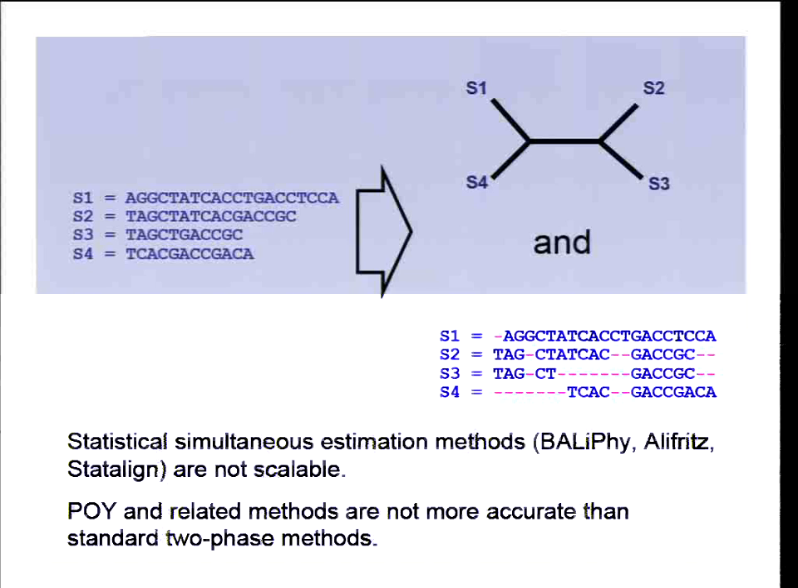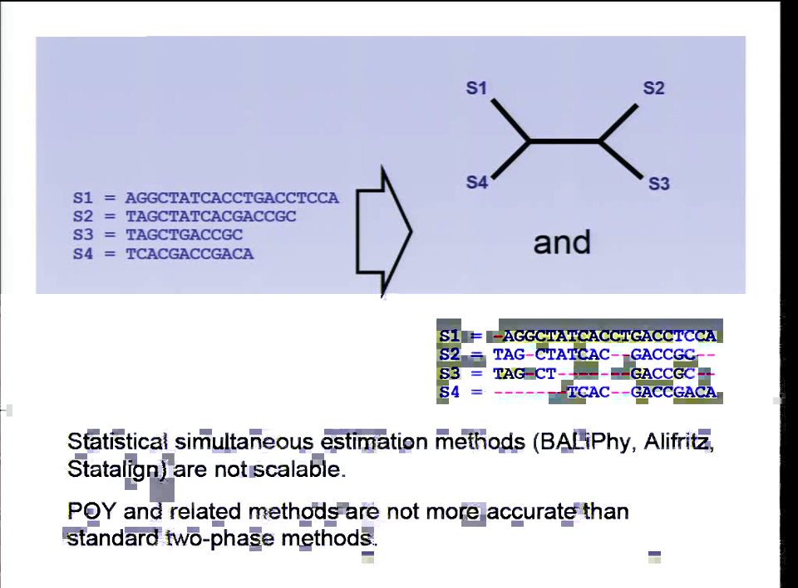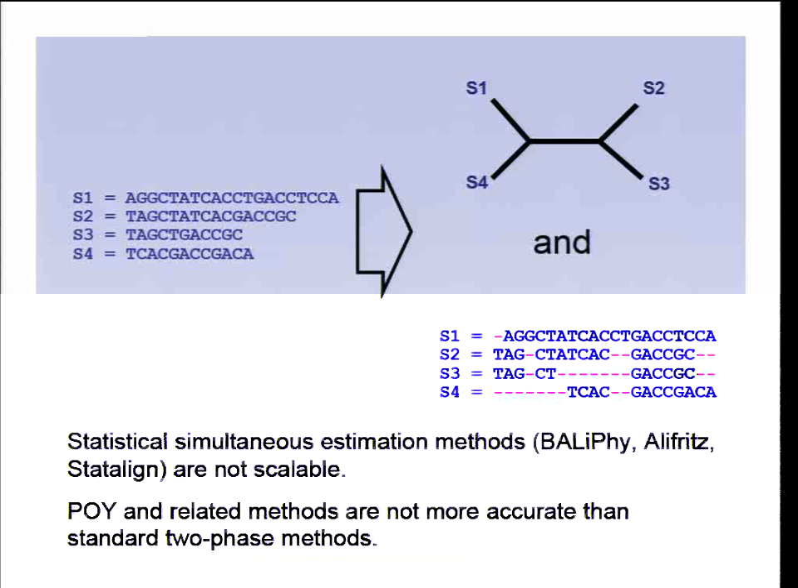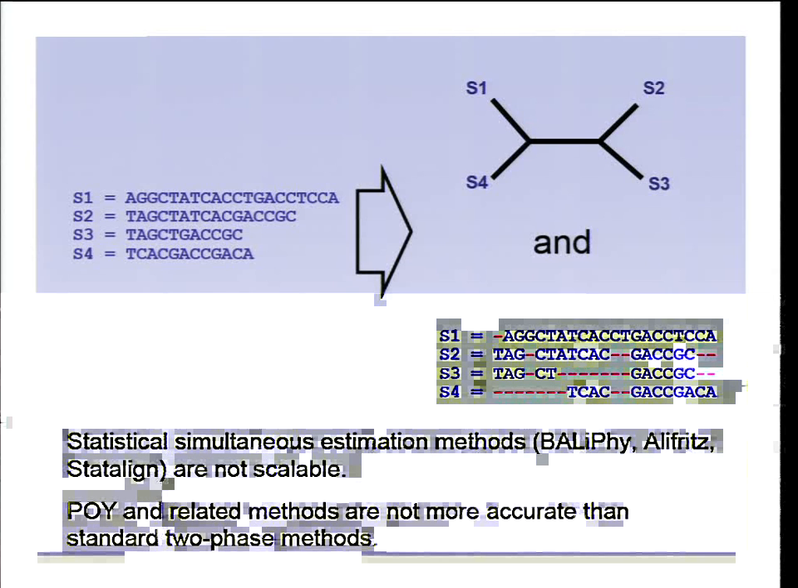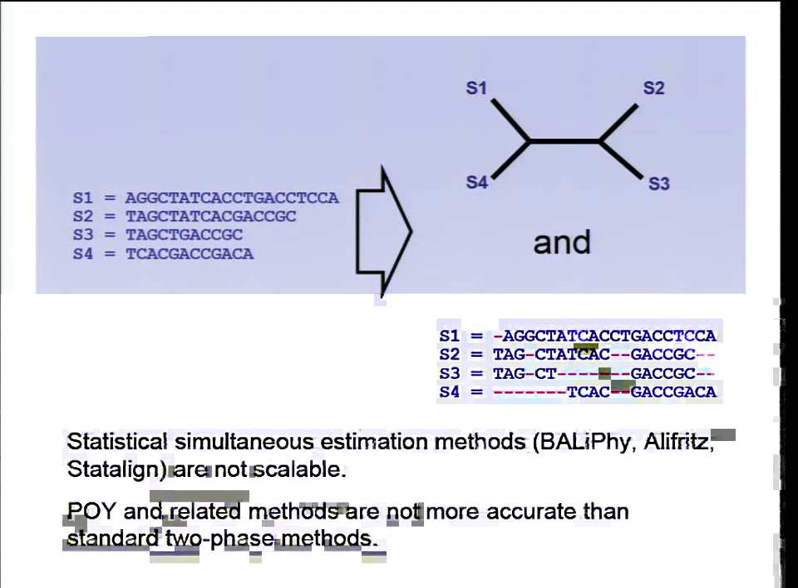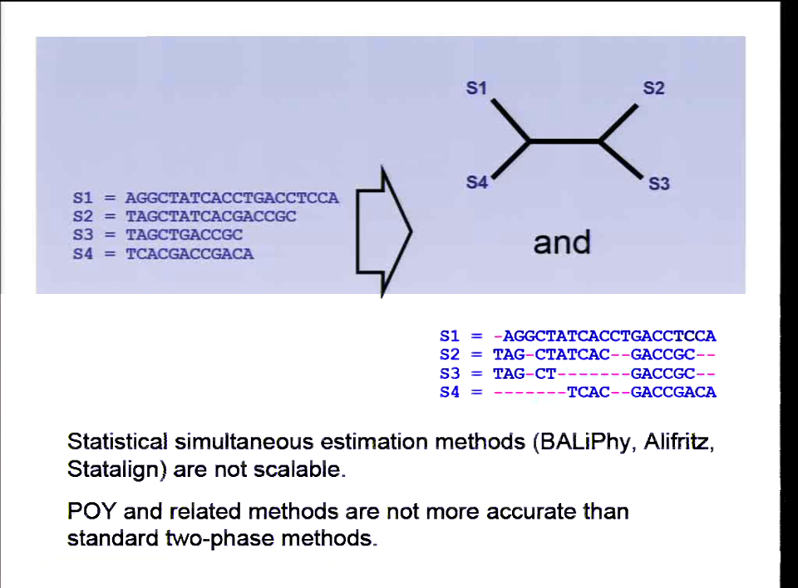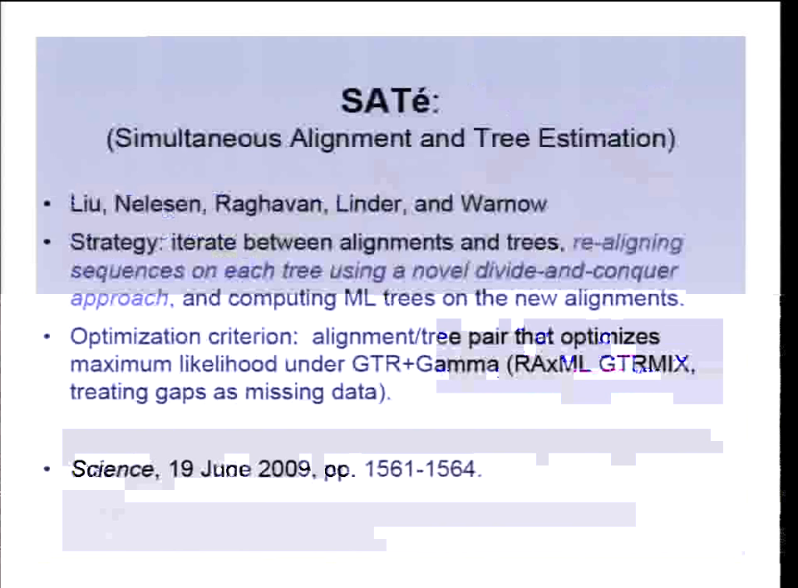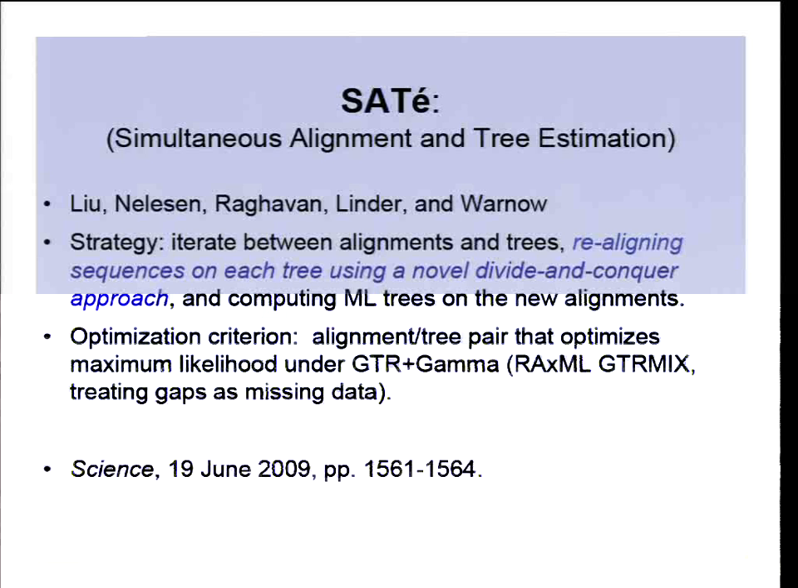Okay, so what about doing this at the same time, getting the alignment and tree at the same time? Active research. There are statistical methods that have been developed, like Bayesian methods like BAli-Phy, maximum likelihood methods like Alifritz. These methods are not scalable. They can analyze data sets with maybe 20 sequences, and even those will take a week or so. They just don't run on bigger data sets. Then there are extensions of maximum parsimony like POY that try to look at minimizing tree length. Those can run on bigger data sets, but they don't give better results than the best two-phase methods. So this is where we came in. We came up with a new method. So that's what I'm going to tell you about now.